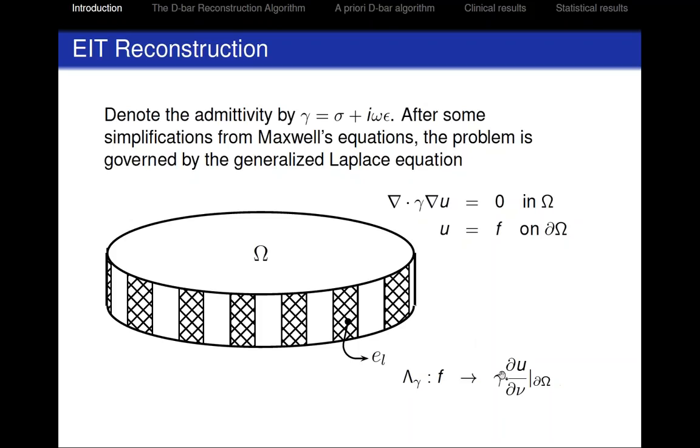The current is the Neumann boundary condition, gamma times the outward normal derivative of u on the boundary, so that's the current density. And the data is the Dirichlet to Neumann map, or equivalently the Neumann to Dirichlet map, in which you apply currents and measure the voltage, so that would be the inverse of the Dirichlet to Neumann map that I have here.